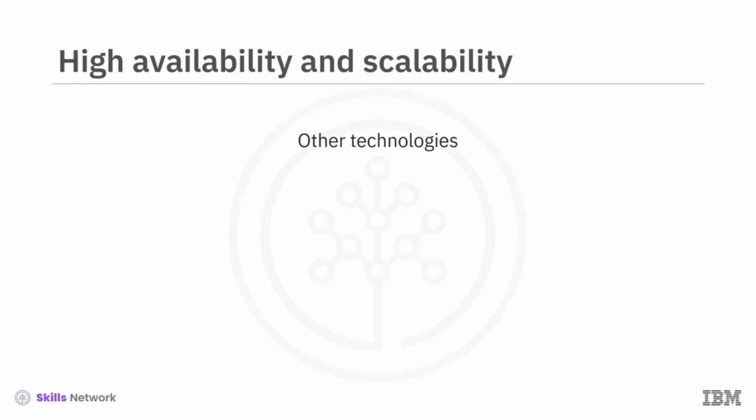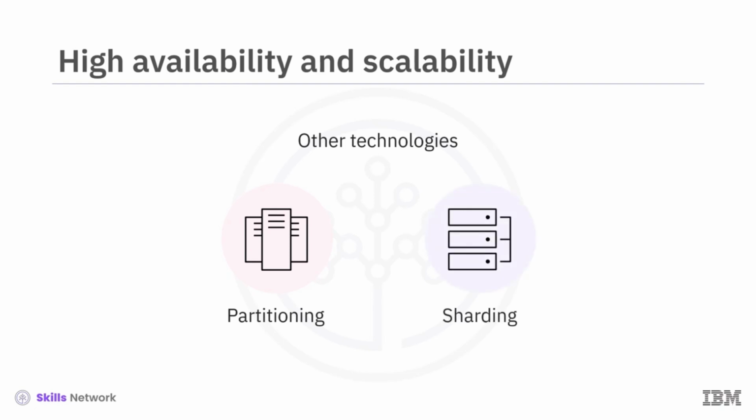Other technologies that have been added to PostgreSQL in recent releases to enhance scalability and working with larger datasets include partitioning, which enables you to split a large table into multiple smaller sections, or partitions, to improve query performance, and sharding, which enables you to store horizontal partitions across multiple remote servers.